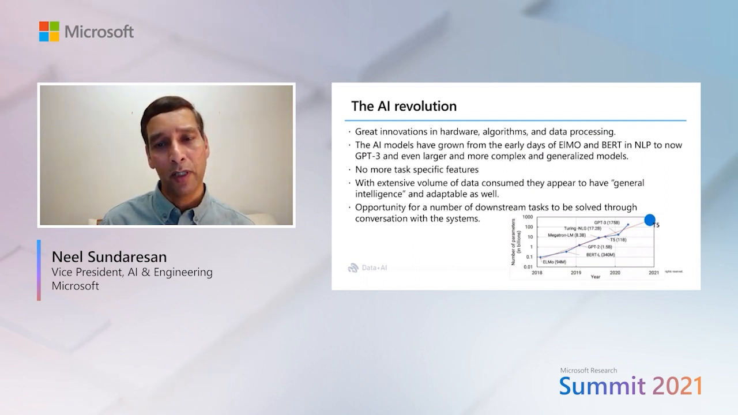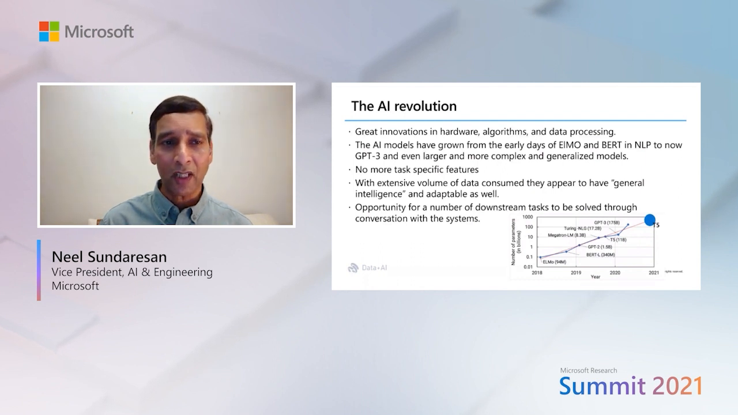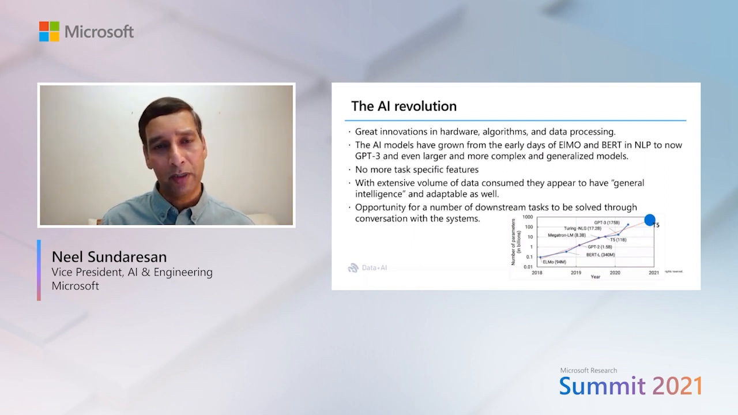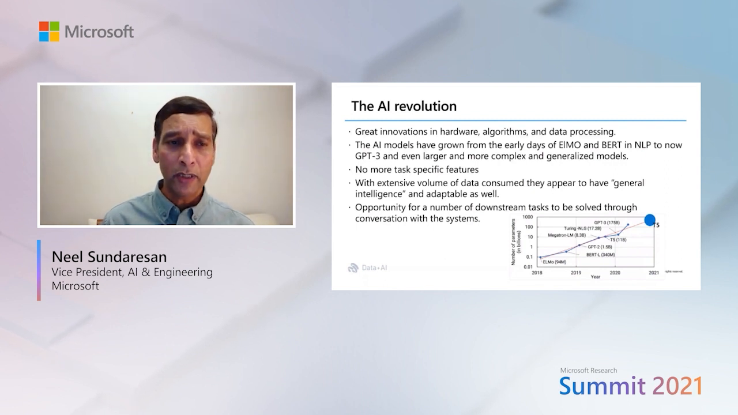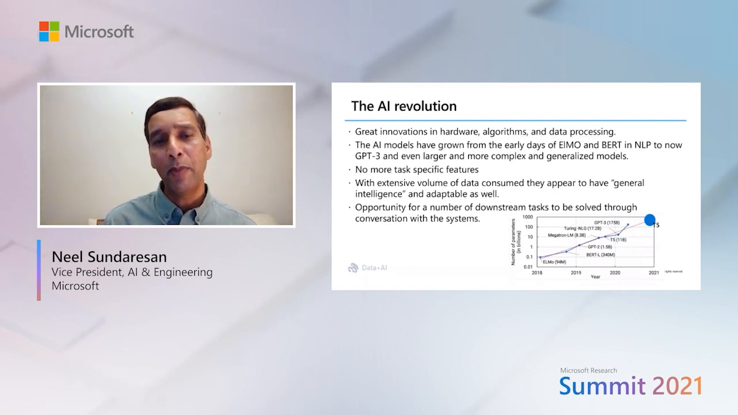The Elmo and BERT, which are not as big models as we see today, basically changed the foundation of how NLP research was done, right? And then more recently, models like Megatron and then GPT-3 and T5 are even larger and even more complex and even more generalized. And the nice thing about these systems is that you don't need to do any more task-specific features when we deploy these models. Now, also, they consume extensive volumes of data, so they tend to have general intelligence. So they have general AI intelligence, and they can be easily adapted as well.